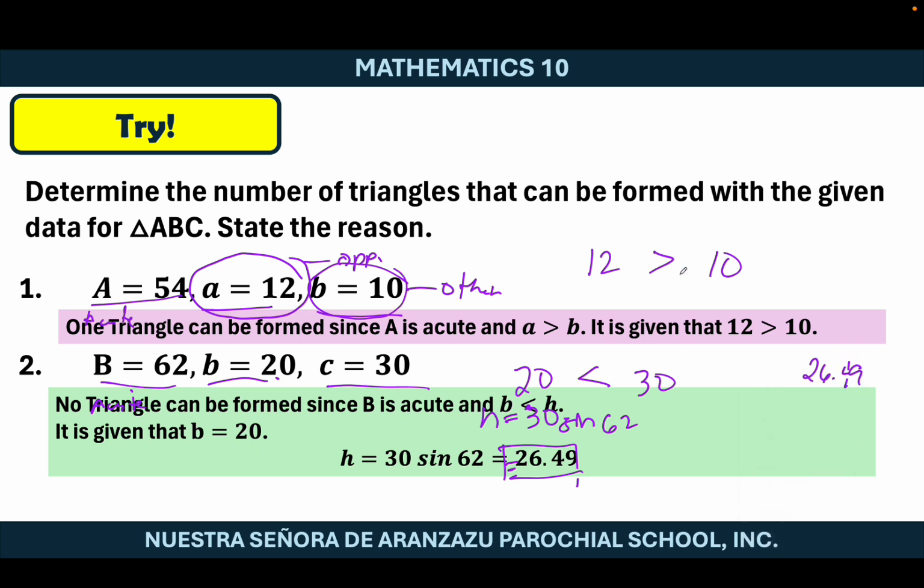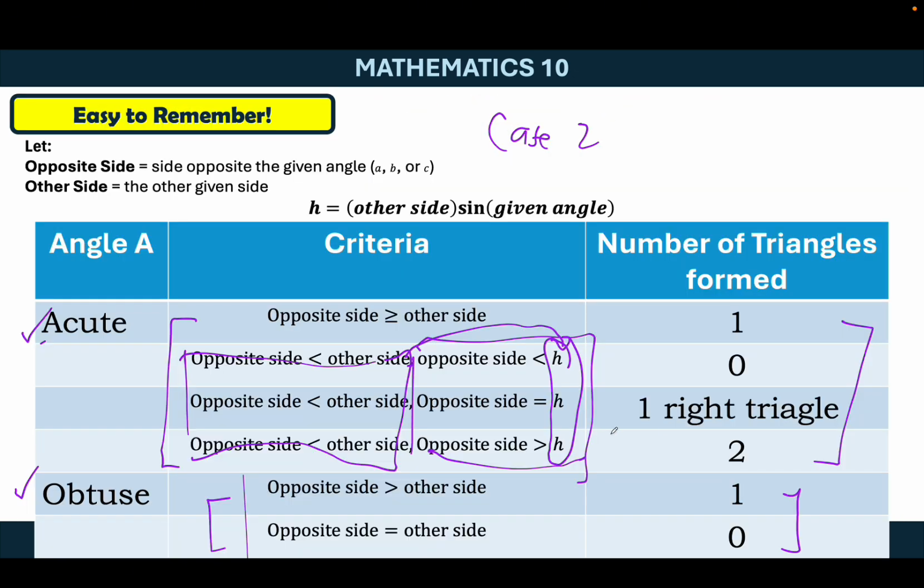Since it is 26.49, and your opposite side is 20, what symbol will you use here? 20 and 26.49. So, less than. Okay? Since it is less than, how many triangles will be formed? Okay, no triangle, 0 triangle. Based on our table, the opposite side is less than the other side, and your opposite side is less than your height, then 0 triangle will be formed.